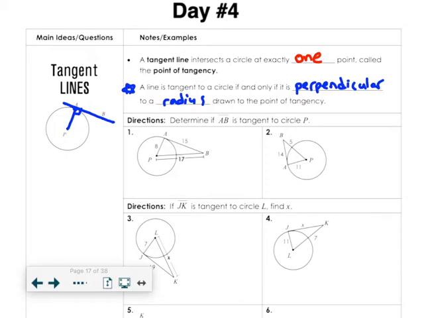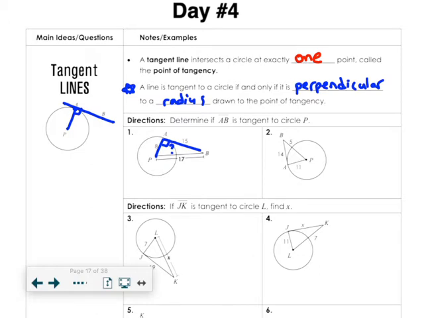So the first couple questions are just going to ask that. We want to see whether or not that's a right angle. Here's the radius. We want to see if it's perpendicular to this line AB. We don't know if it is. We're going to check.